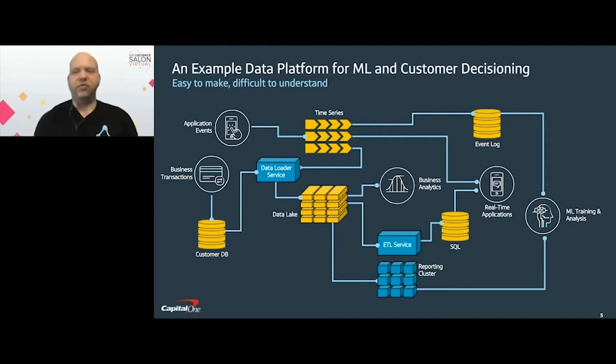There's no real flow that says, here's where I come from based upon what kind of thing I am. Some of these use cases are talking directly to data stores. Others are talking through various other interfaces. And at the end of the flow here, we have machine learning training and analysis.